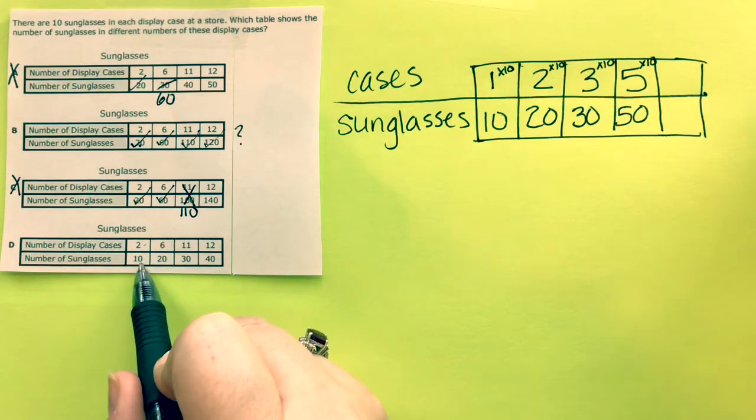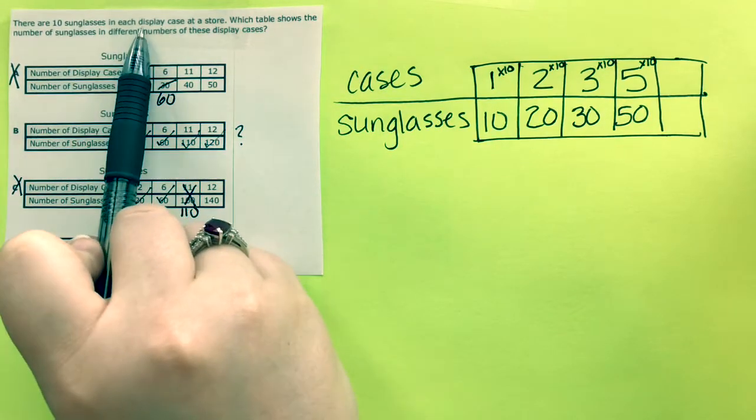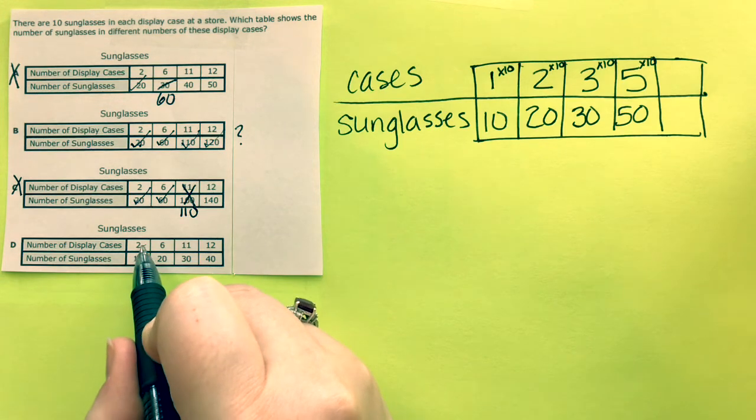So 2 cases has 10 glasses. Okay, well, I already see a problem there because for every 1 case, there are 10 glasses in each display case. So there wouldn't be a total of 10 sunglasses for 2 cases.